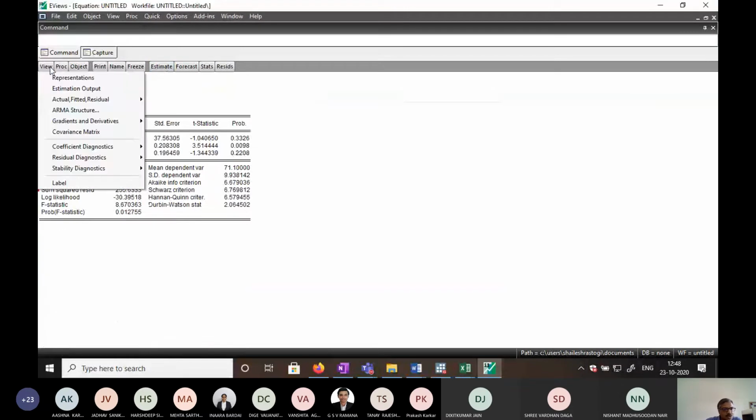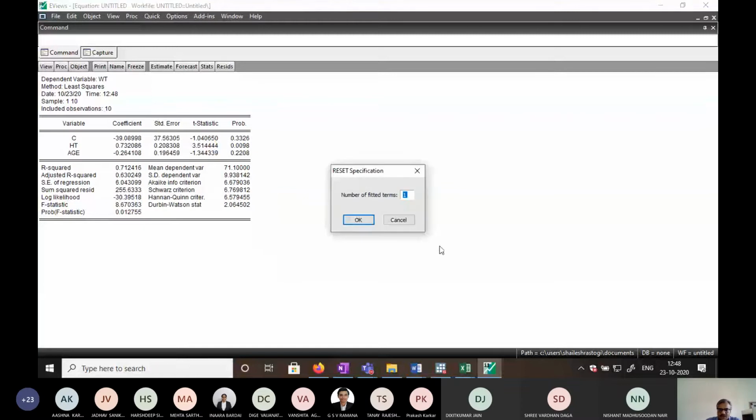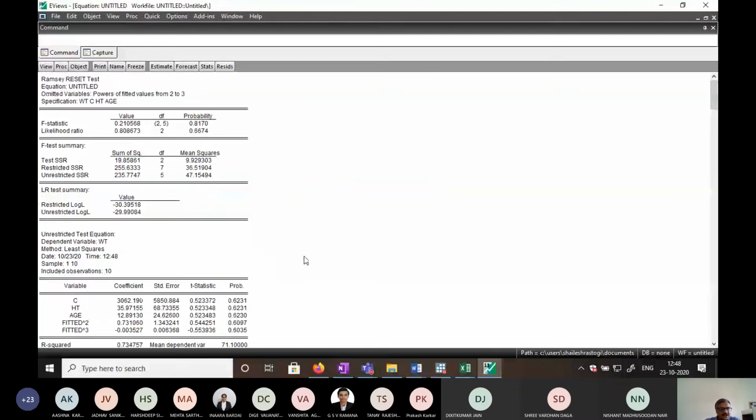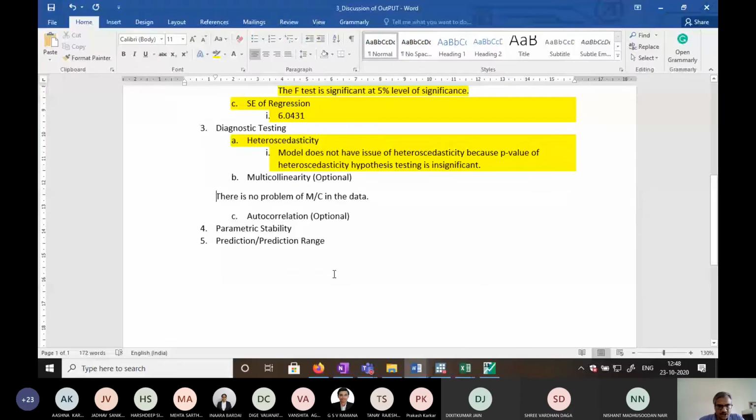I'll again show you how we test this in EViews. We run the model, go to View, Stability Diagnostics, and there we have the reset test. We have the F statistic, which is not significant, having a p-value more than 0.05. So the null of no specification problem cannot be rejected, and we are saying that the model does not have any problem of specification. So the stability test will say that our model does not have a specification problem.